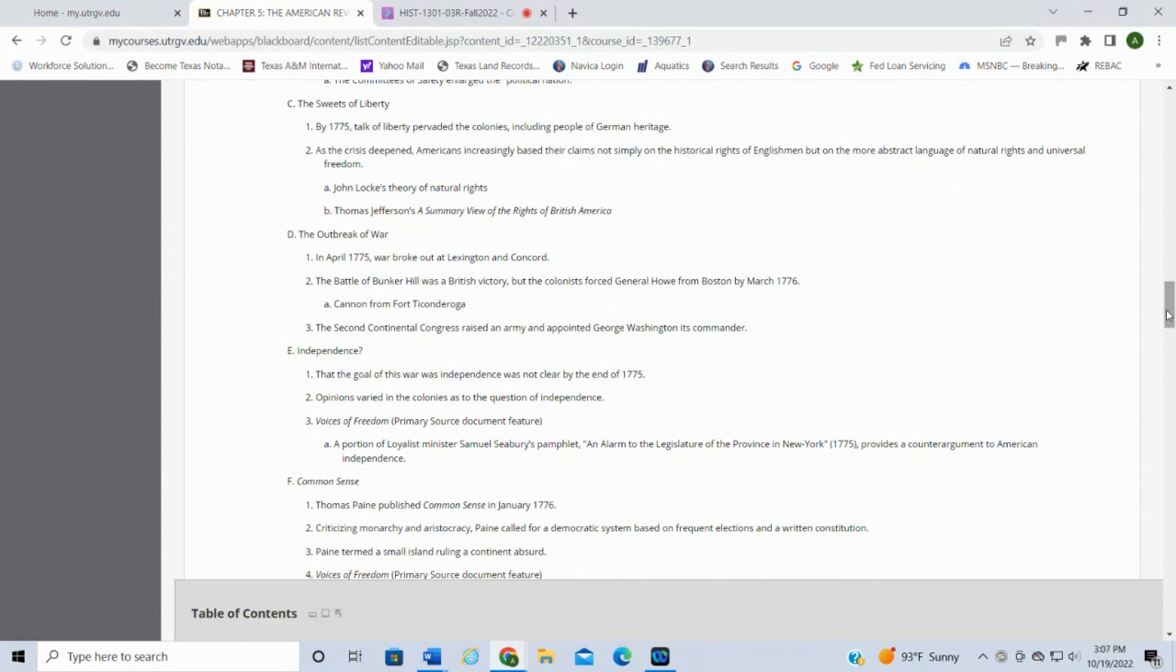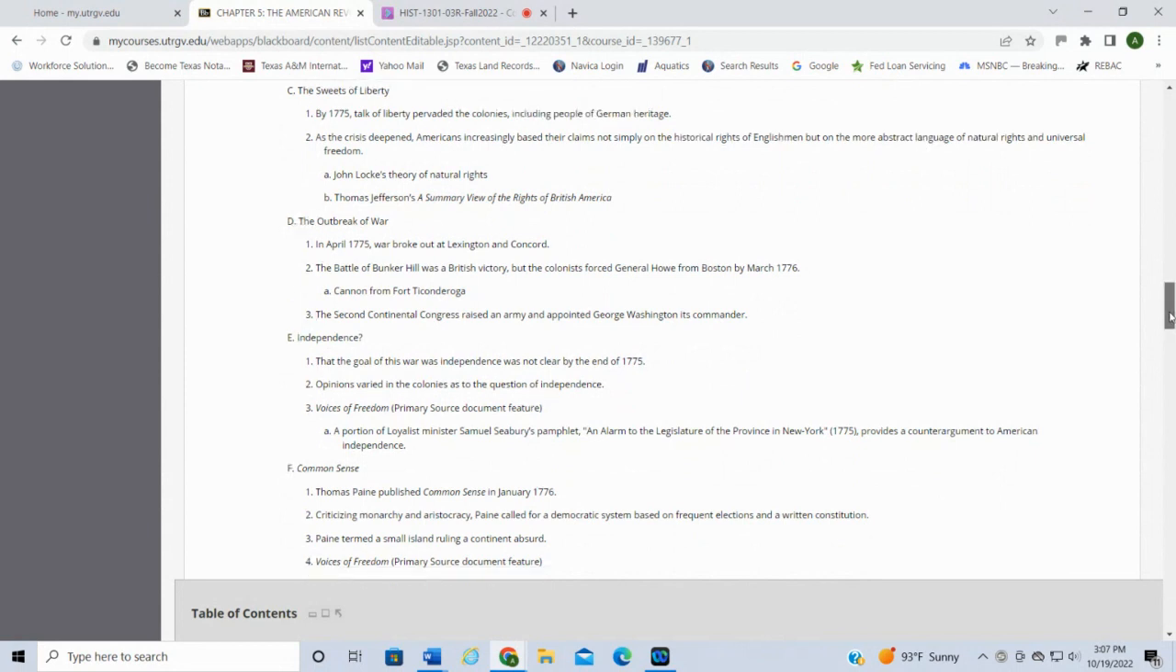So the Battle of Bunker Hill was a British victory, but the colonists forced General Howe from Boston by March of 1776. So General Howe had to abandon Boston. Even though Bunker Hill was a British victory, it was very crippling to lose the port city of Boston. And the cannon from Fort Ticonderoga was moved from upstate New York all the way to Boston, and that is what helped to further solidify Boston's control by the colonists here. And the Second Continental Congress raised an army and appointed George Washington its commander here.